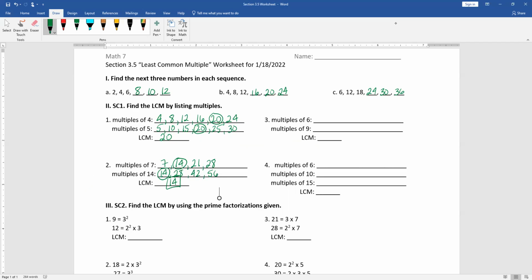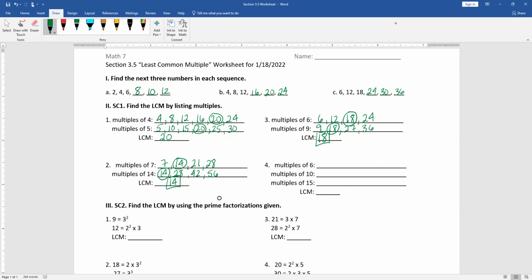All right, well, let's look at number 3, multiples of 6 and 9. So 6 times 2 is 12, 6 times 3 is 18, 6 times 4 is 24. I think we found one already. 9 times 1 is 9, 9 times 2 is 18. There we are. I'm going to go a little bit farther. 9 times 3 is 27, and then 9 times 4 is 36. But you can see here that 6 times 3 is 18, and 9 times 2 is 18. Therefore, our least common multiple between these two is 18.